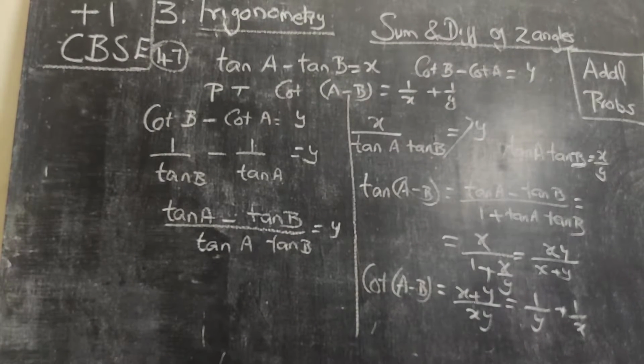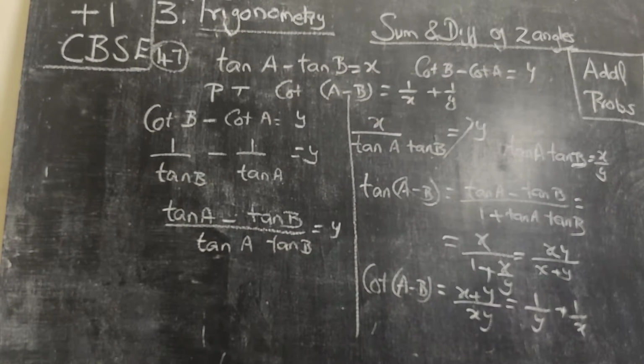A very simple one. We are asked to prove cot A minus B, given tan A minus tan B and cot B minus cot A. I started with cot B minus cot A, and with the help of that I found tan A tan B, then substituted into tan of A minus B, and then took the reciprocal to get the answer.